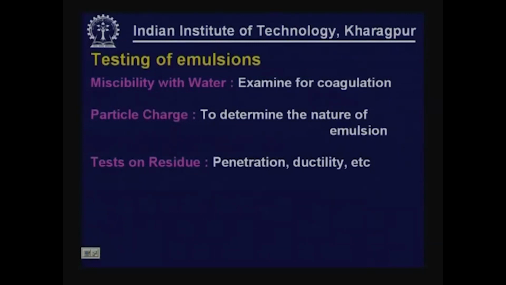The residue that is obtained from emulsion after distillation, that is the binder that is going to be used. So, obviously, there are number of tests that we do conduct on this residue, like we conduct on any other bituminous binders, such as penetration, ductility, softening point and so on. So, there are certain tests that are prescribed for the residue that is going to be obtained from the emulsion.